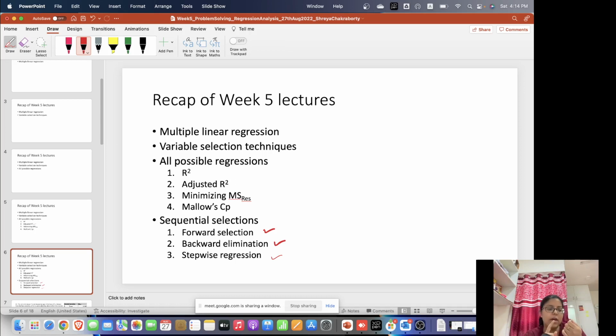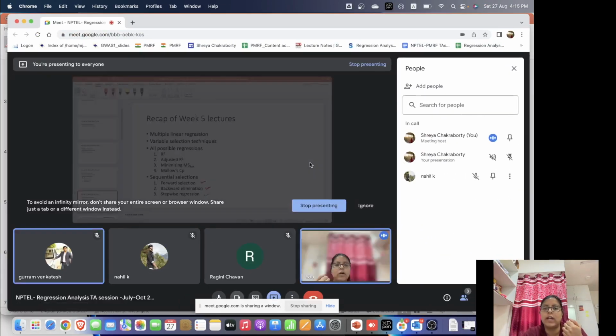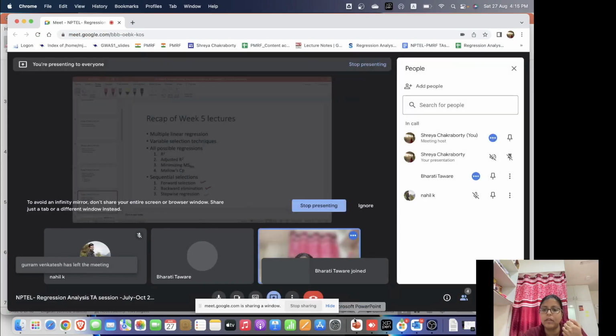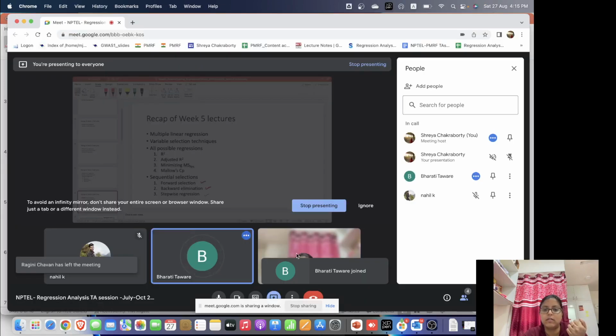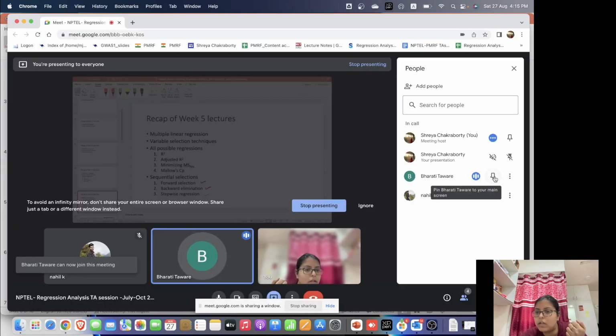Now we have to choose from the remaining variables. Then the next most significant variable, let's suppose x4. So x3 was already there, and we are additionally adding x4.